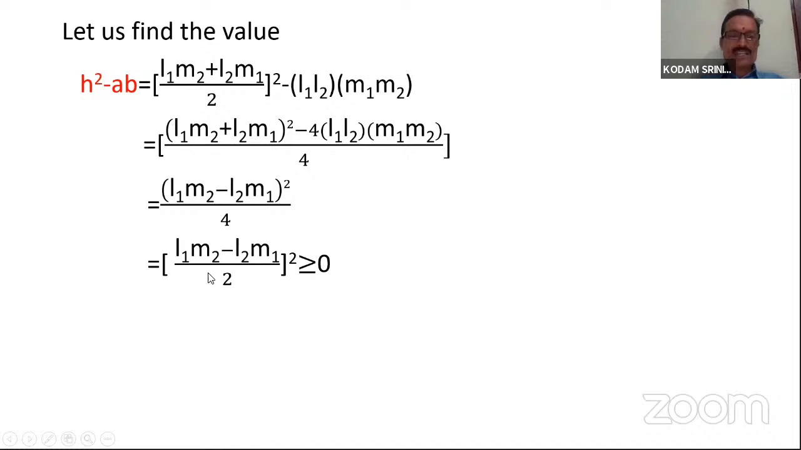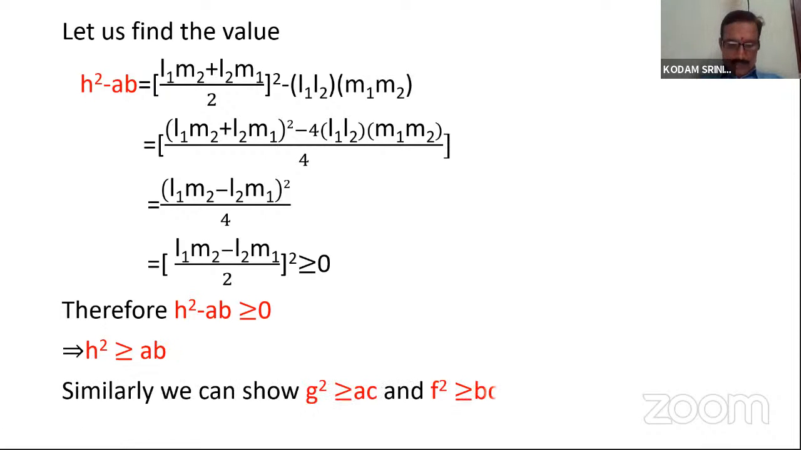So here the square of any number must be greater than or equal to 0. It will not be less than 0. That's why the value of H square minus AB is greater than or equal to 0. So by taking minus AB to the right hand side, we get H square greater than or equal to AB. Similarly, we can show that the remaining terms, G square greater than or equal to AC as well as F square greater than or equal to BC.